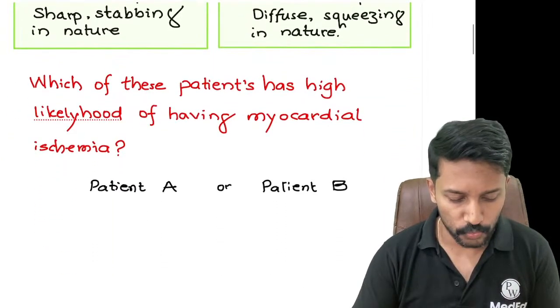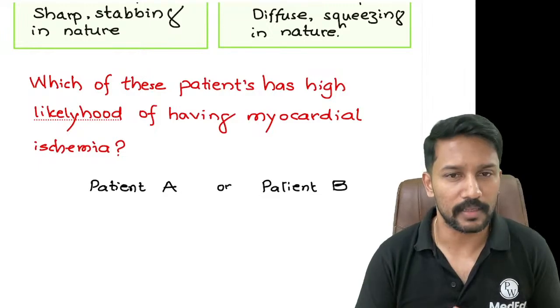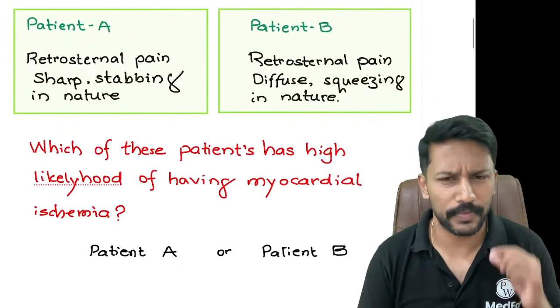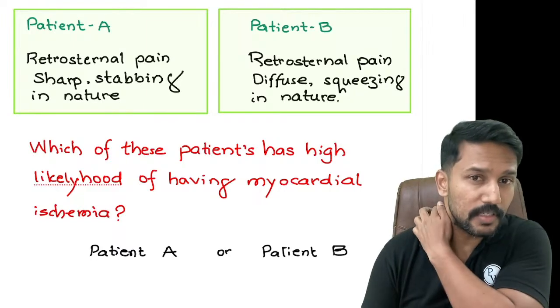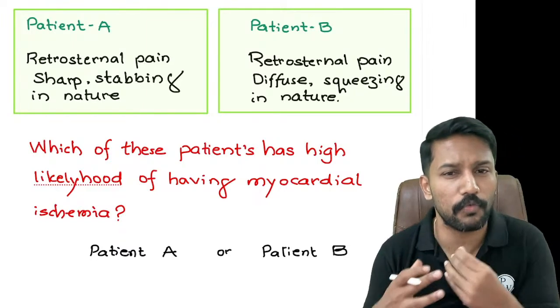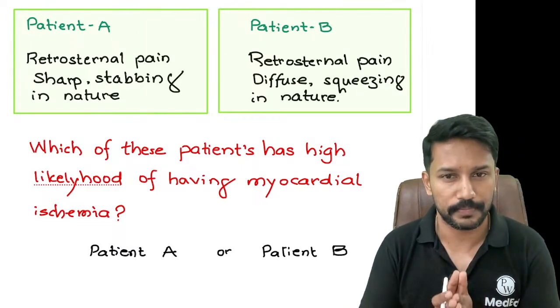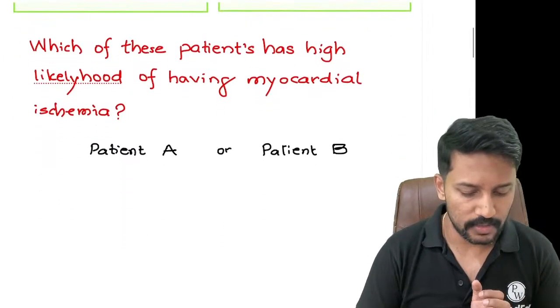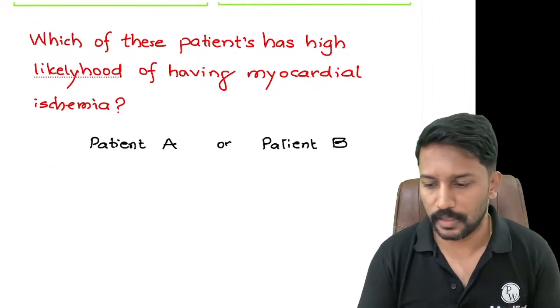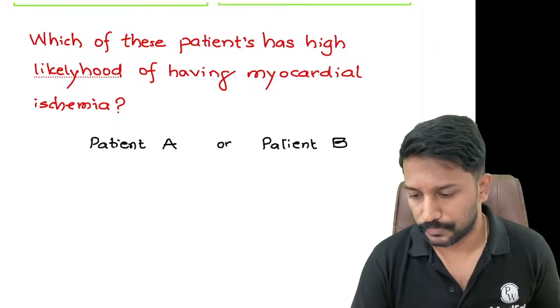Now my question to you is, between patient A and B, again let me remind you, patient A has very sharp retrosternal stabbing type of chest pain, and patient B has retrosternal pain which is more of squeezing in nature, not very sharp. Between these two patients, whom do you think is likely to be having a myocardial ischemia?